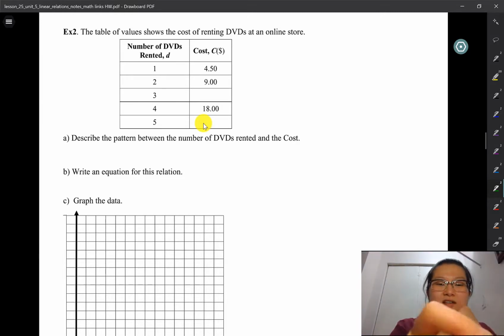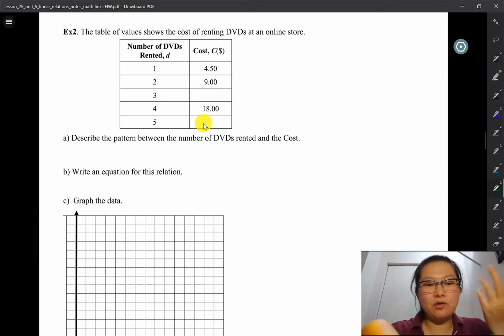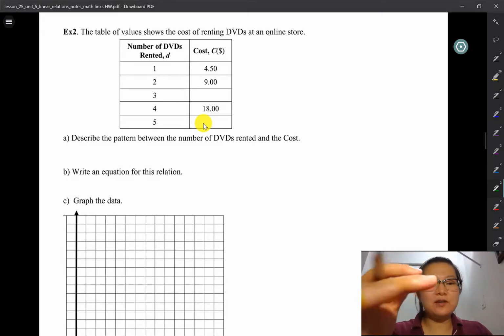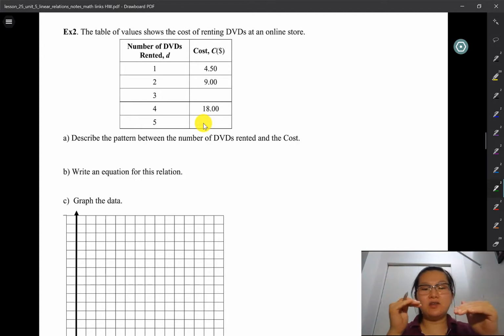Okay, so if you rent 1 DVD, you would have to pay $4.50. After you rent 2, you pay $9. Well, of course, every DVD is $4.50. So every DVD that you rent is going to be $4.50 more than your previous cost. So that also reinforces the idea of independent and dependent variables.